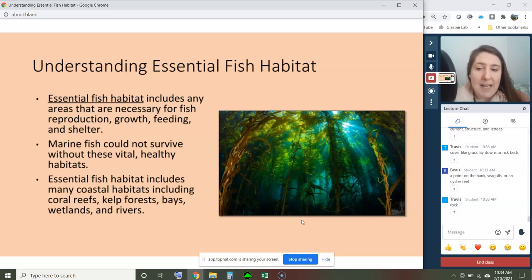So essential fish habitat, the definition, and this is also the federal definition for protection, as we'll see later, but the definition we're using for this class as well is it includes any areas that are necessary for fish reproduction, growth, feeding, and shelter. So ultimately areas where if they were absent, marine fish would not be able to survive. It includes many coastal habitats, as you might expect, including coral reefs, kelp forests, bays, wetlands, rivers, and all of the different estuarine habitats that we've been talking about.